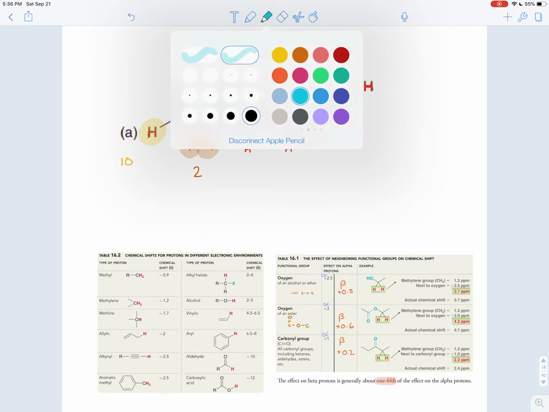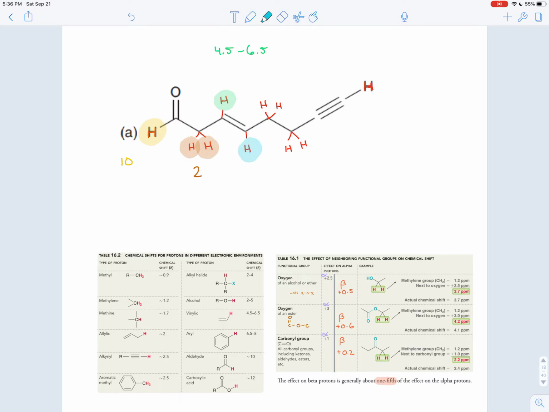If we look at the next hydrogen, it's also vinylic, but it's in a different environment than the other one. This one's further away from the aldehyde and closer to the alkyne. So it's a different electronic environment, so it'll be a separate peak, but it is also on a carbon in a double bond, and so it is vinylic. So we would expect this one to appear between 4.5 and 6.5 usually.